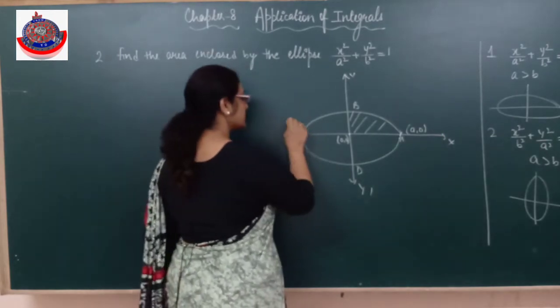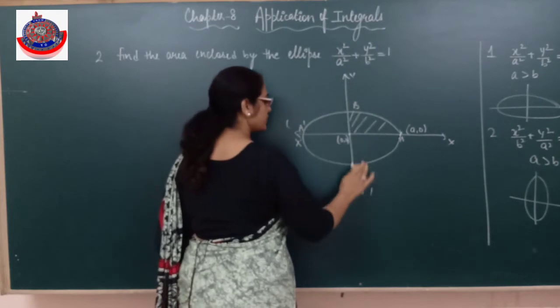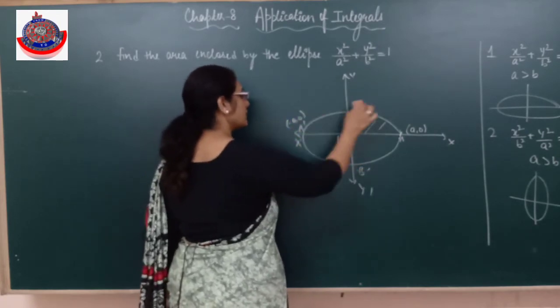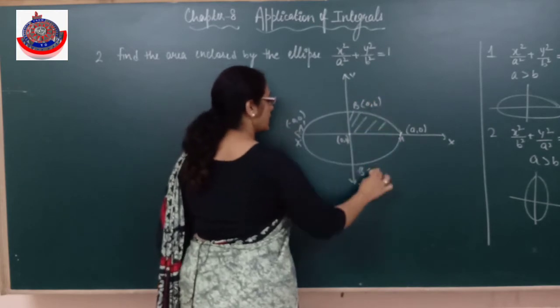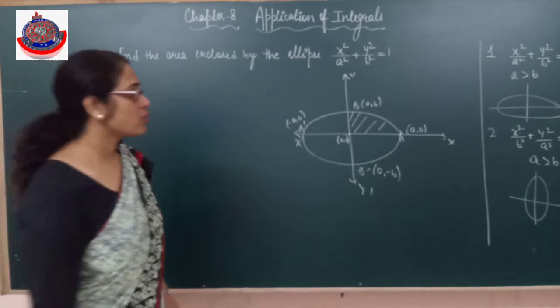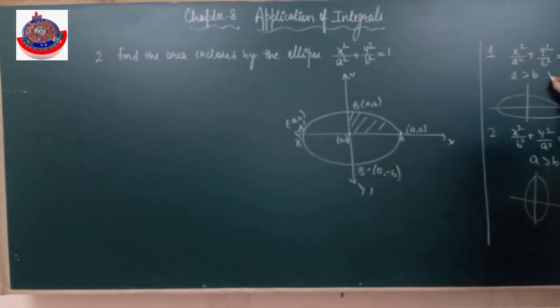Alright, I can denote it by this also, a dash. If you remember, vertex we used to write down. So this is minus a, 0, this is 0, b, this is 0, minus b. Is it clear? These are called vertices. The center of the ellipse is 0, 0.